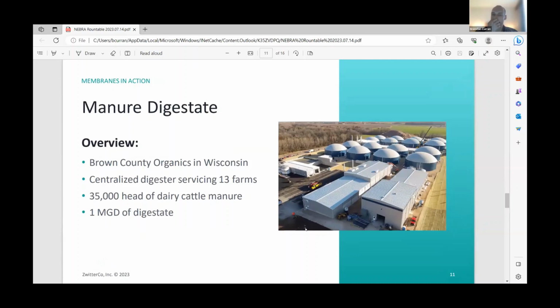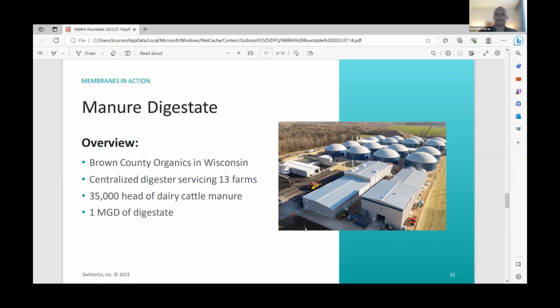So next I have a few slides on our commercial case study. One of our largest projects, it's now been running for 3 months. It's been in design phase for a long time, but it's been in operation as of May 2023. This is a very large digester project in Wisconsin.